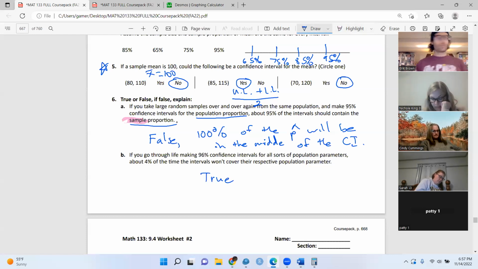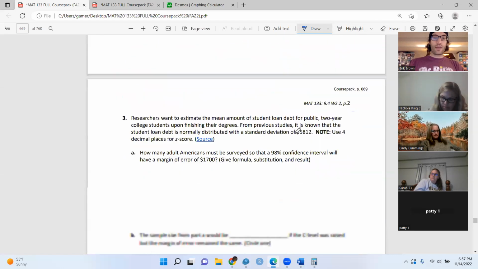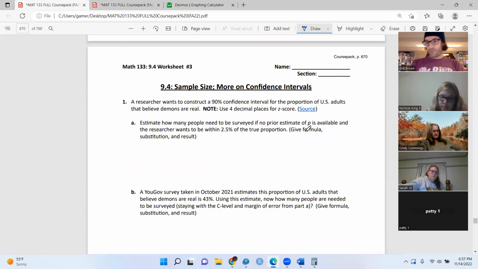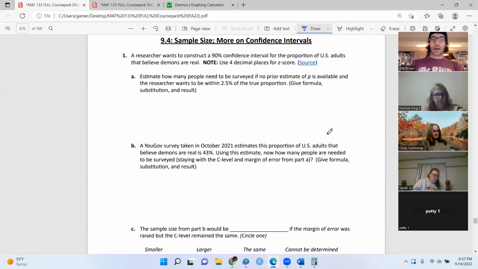True. Okay, so let's go back to some of the computational things. I want to see how things are going for you. Let's go then to the 9-4 worksheet. We probably won't do every single question, but we'll do a bunch of them and at least talk about them, because I also want to spend some time on the chapter 9 review.